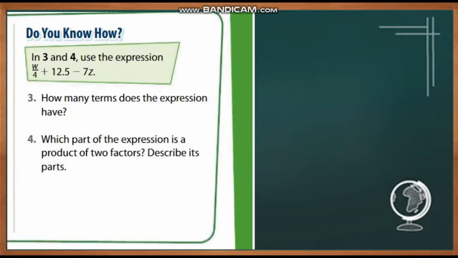Time to practice. Open your book page 27. In exercises 3 and 4, use the expression y out of 4 plus 12.5 minus 7z. Exercise 3. How many terms does the expression have? Let's remember together the definition of terms. Terms are the parts of the expression that are separated by a minus or plus. So how many terms here?